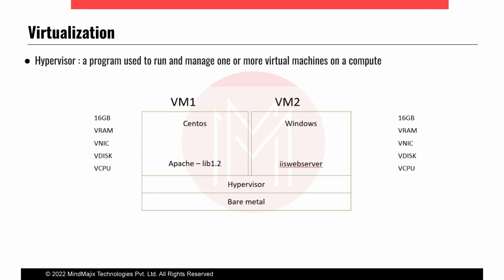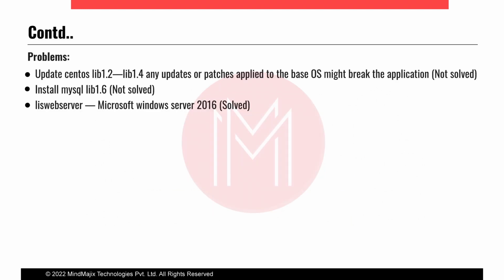But we also do have problems in this concept. So what are the problems we are facing here? The problems we have discussed previously, when we are updating this CentOS, the same thing happens here also, and this problem is not solved in the concept of virtualization. Even when we want to install MySQL, we cannot do it because of the library dependencies. The only problem we have solved here is the IIS web server application installation. We can do it because of the multiple OS on the same bare metal.